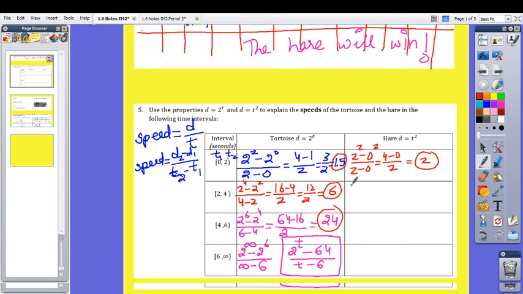Then we will do 4 and 2. So 4 to the second power, take away 2 to the second power over 4 take away 2. That will be 16 take away 4 over 2, which is 6. So if you look at it, their speeds are the same between the interval 2 and 4. Okay, this is a crazy observation here. Then let's do the next one.